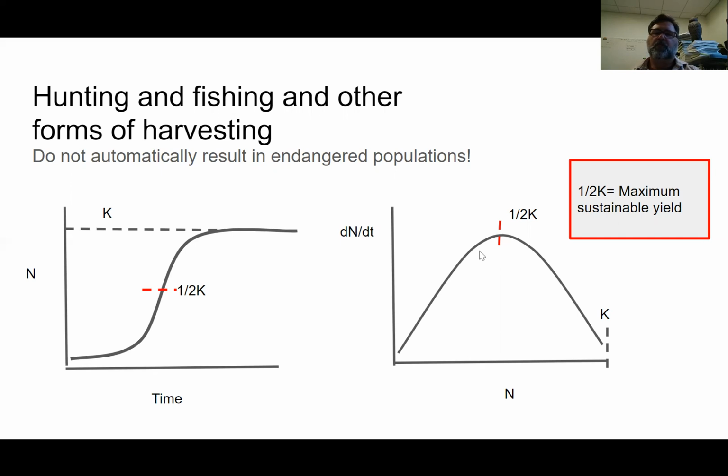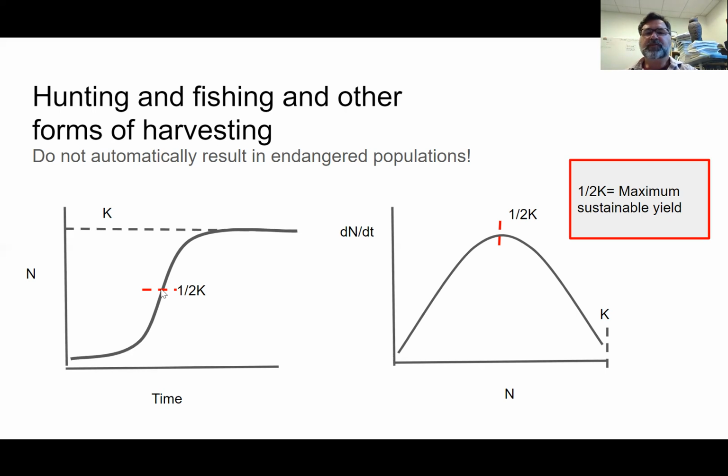Okay. What 1/2 carrying capacity is called among land users and managers is maximum sustainable yield. And what that is, this is the level of the population which can be removed, which will result in the fastest repopulation. Okay, whether that be trees, trout, or mallards.